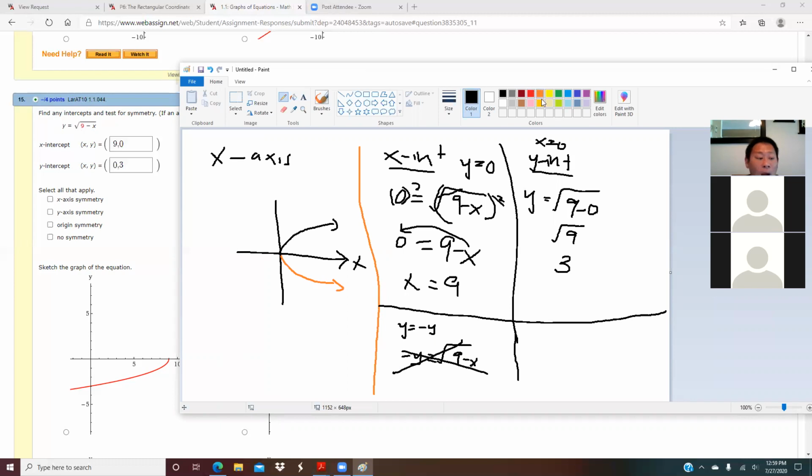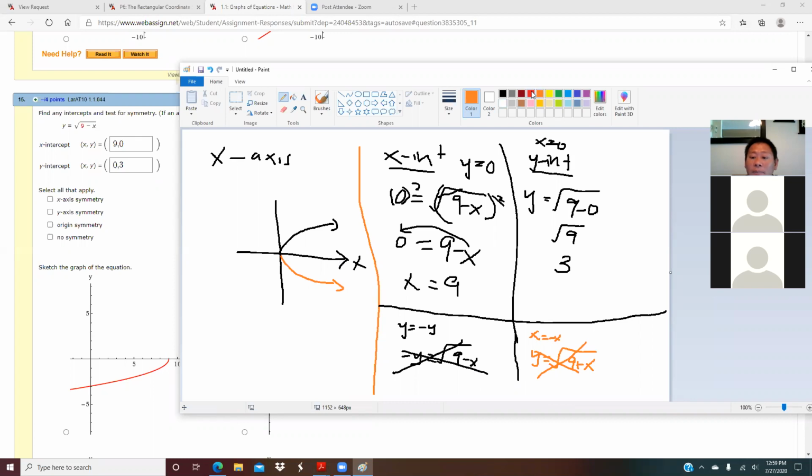Now we do the y-axis. So I put x to become negative x. So I got y equals the square root of 9 plus x, because I put negative x in here, and negative is plus. And guess what? This is also not the same as that one.